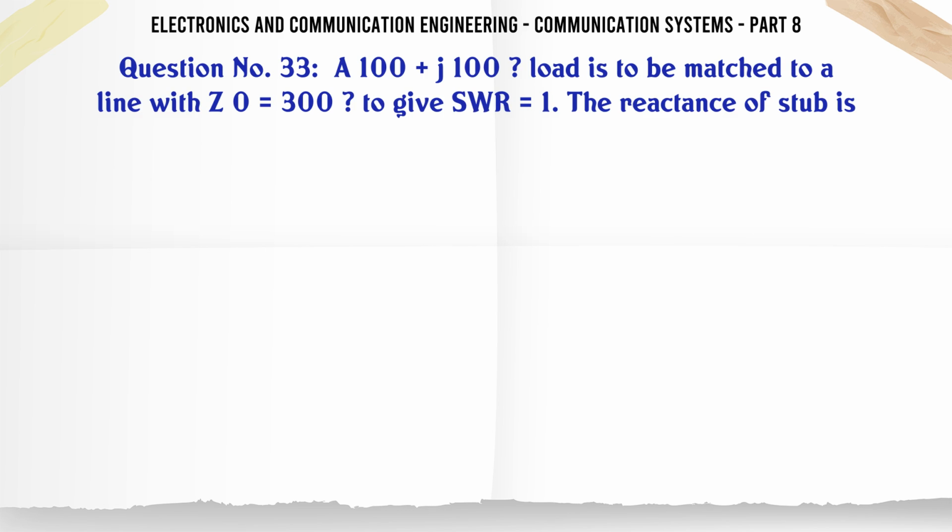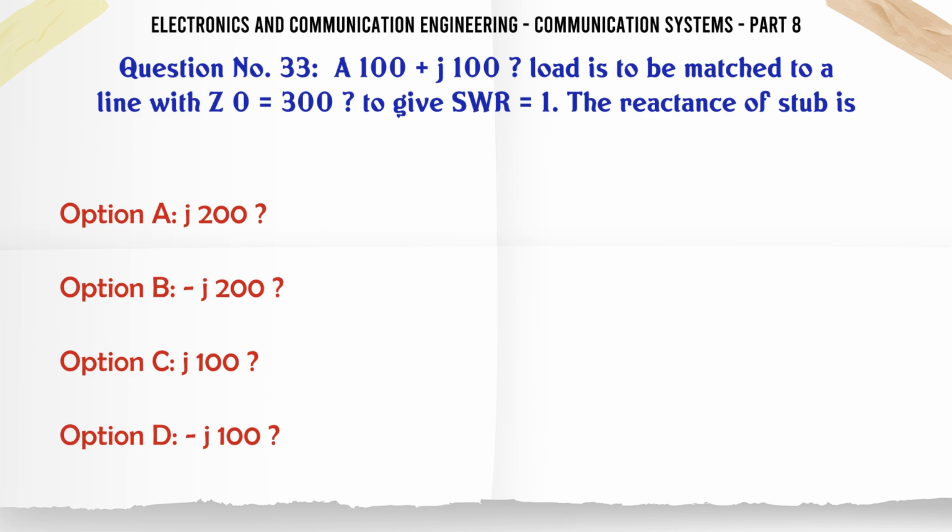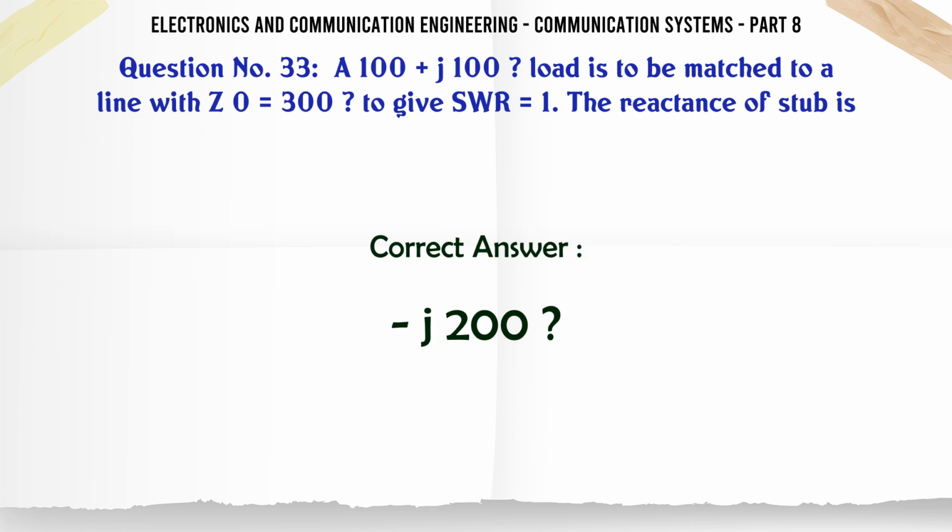A 100 + j100 load is to be matched to a line with Z0 = 300 to give SWR 1. The reactance of stub is A. j200, B. -j200, C. j100, D. -j100. The correct answer is j200.